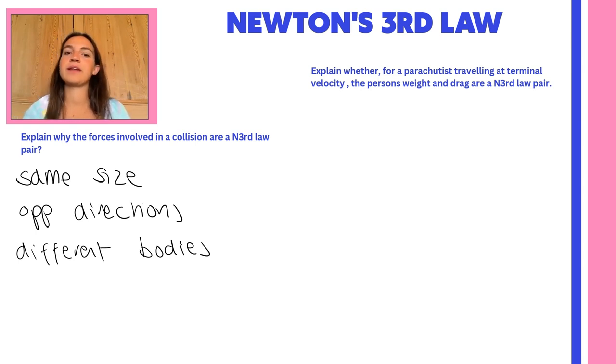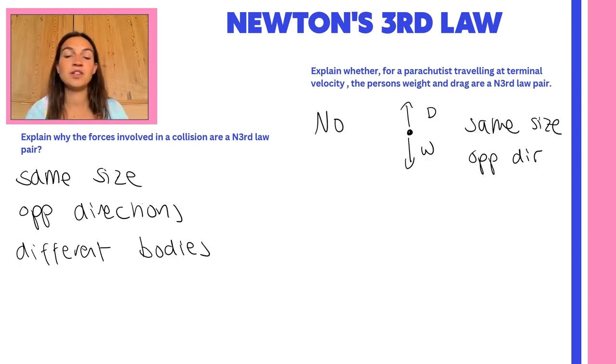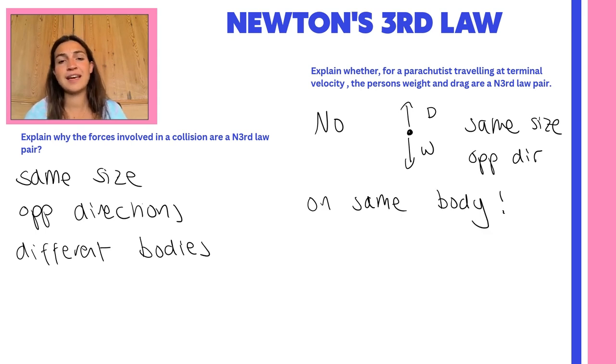Next question. Explain whether, for a parachutist travelling at terminal velocity, the person's weight and drag are a Newton's third law pair. Well, if I show you the free body diagram of this, if the person's travelling at terminal velocity, the drag upwards would be the same size and the opposite direction to the weight downwards, because there needs to be no resultant force so that this object is travelling at constant velocity. However, no, they are not a Newton's third law pair. Why would be the question, and it's because they are acting on the same body. They are both acting on the parachutist.